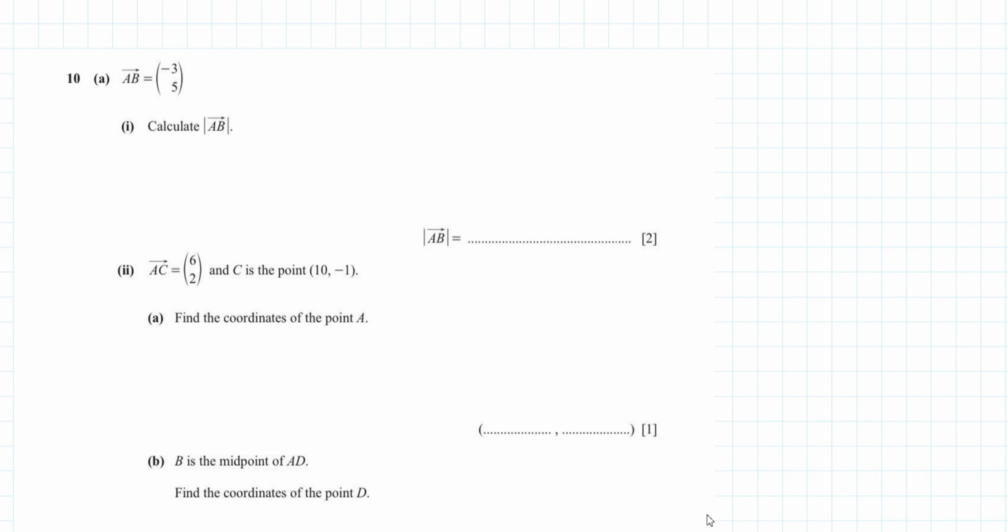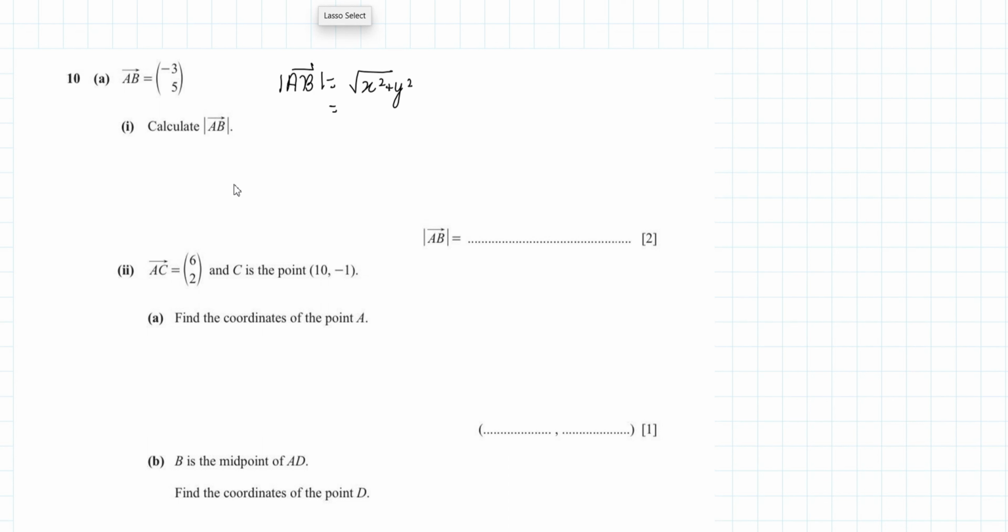2022. In this question, vector AB is given to you. After this you have to calculate the magnitude of AB. For this you just have to write down the formula, plug in the values, and you will get the answer. So for the magnitude of AB you write the formula, that is x square plus y square.